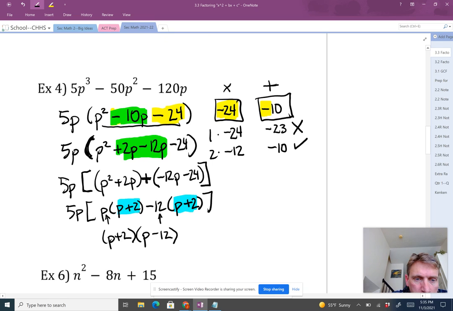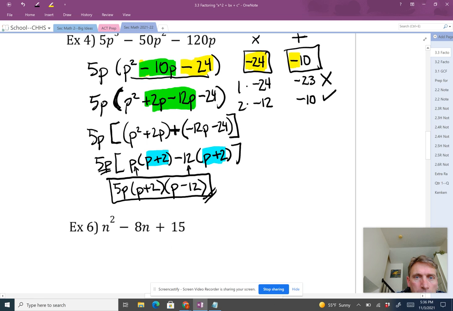And the brackets are no longer necessary because everything on the inside here has now been factored. P plus 2 times p minus 12. But I need to add on the 5p that was on the outside. So I get 5p times p plus 2 times p minus 12. And this is the final factored form of example 4.